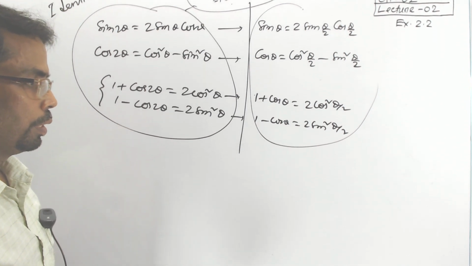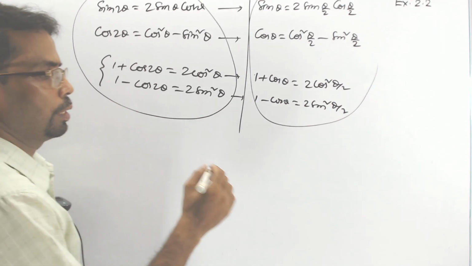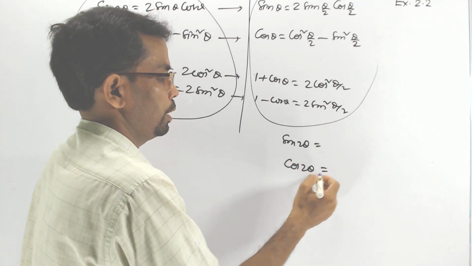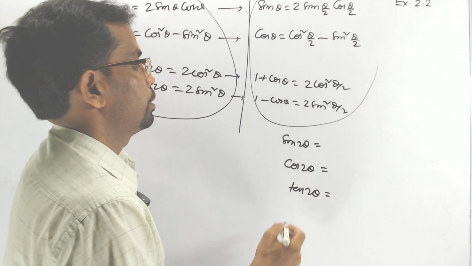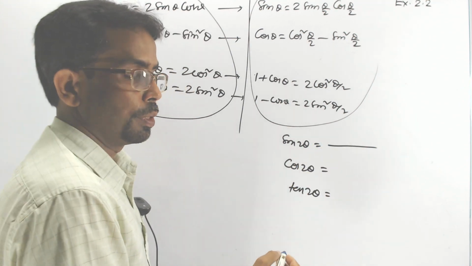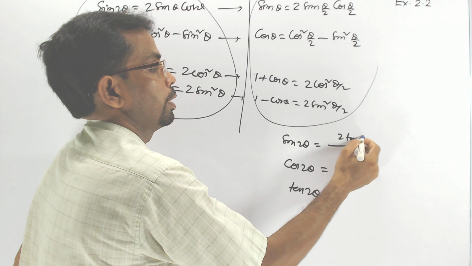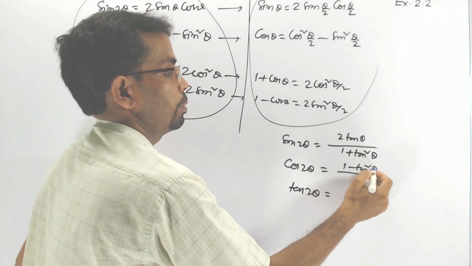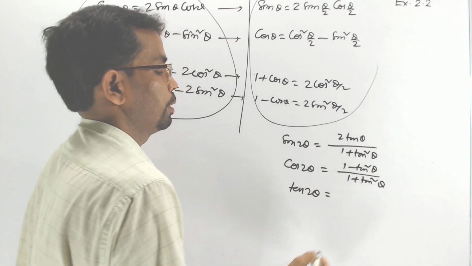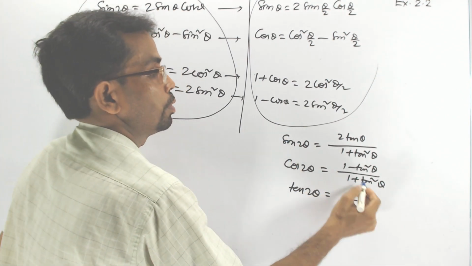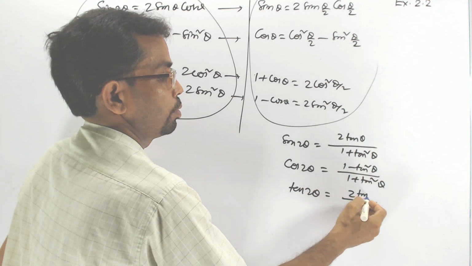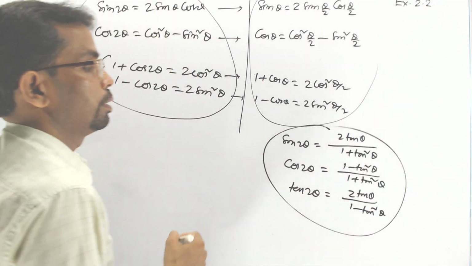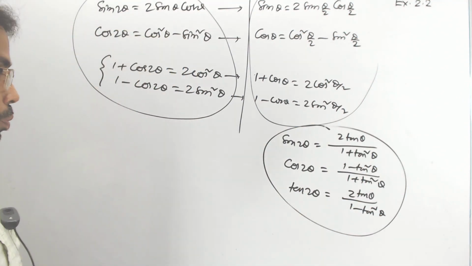Then we need these identities again: sin 2 theta, cos 2 theta and tan 2 theta. I am writing sin 2 theta in terms of tan now. Sin 2 theta is 2 tan theta by 1 plus tan square theta. Cos 2 theta is 1 minus tan square theta by 1 plus tan square theta, and sin by cos is tan. So the denominator will get cancelled, giving 2 tan theta by 1 minus tan square theta. So this is another set of identities which we must know.